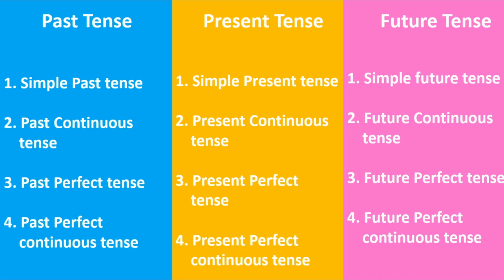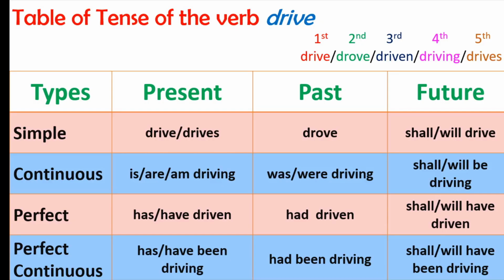Table of different kinds of tense. Table of tense of verb drive. As we discussed above, the different forms of verb drive and how we use them in the tenses. As you can see, the first column of the table shows the four aspects of the tense, and the second, third and fourth columns show the present, past and future tense respectively.